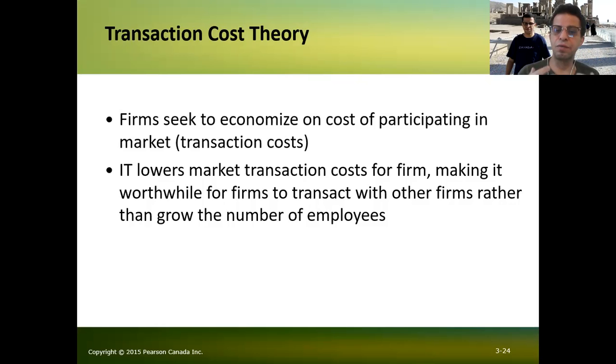But anyway, we said that firms seek to economize on the cost of participation in the market. It's called transaction cost. IT lowers the market transaction cost for a firm, making it worthwhile for a firm to transact with other firms rather than grow the number of employees. Outsourcing, as simple as that. You can have a whole airline business without owning any plane, without employees working for you directly, without any maintenance. You can outsource everything and have your airline under your name and operate all these things. That's possible also.